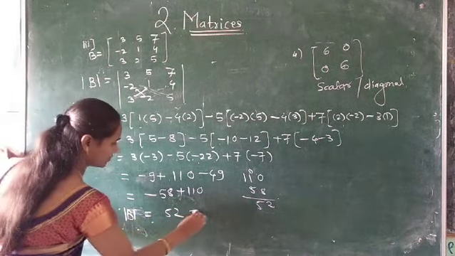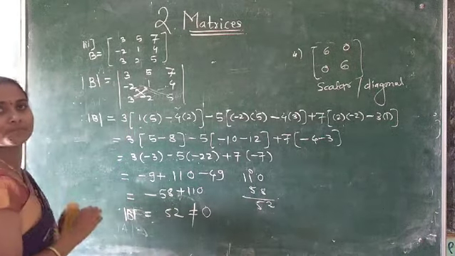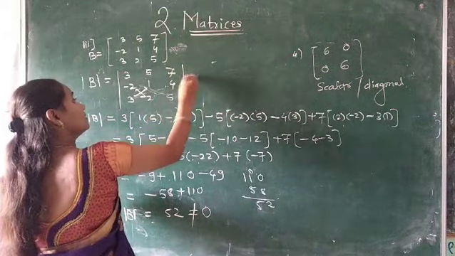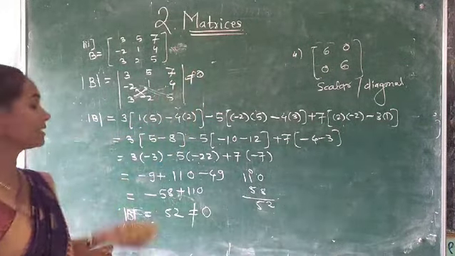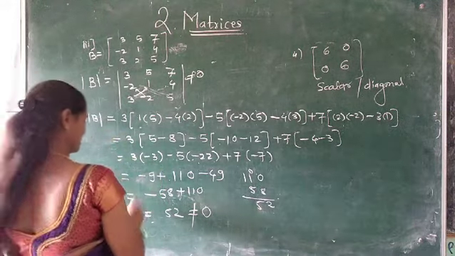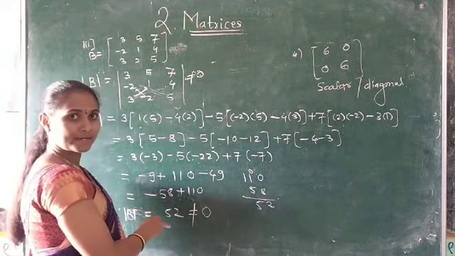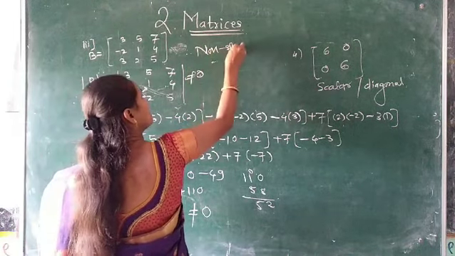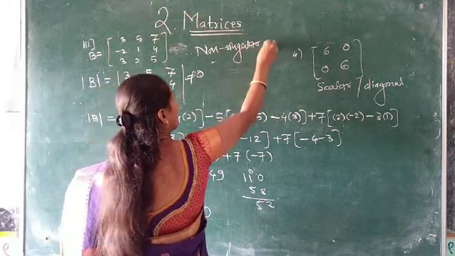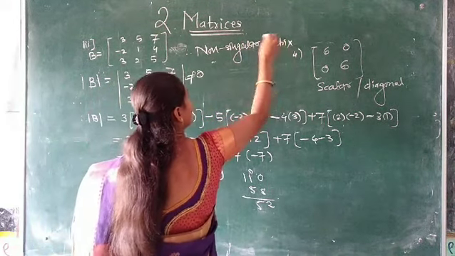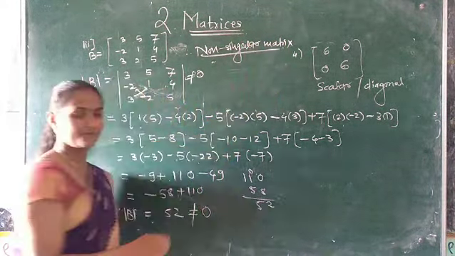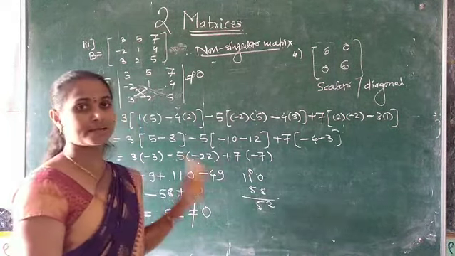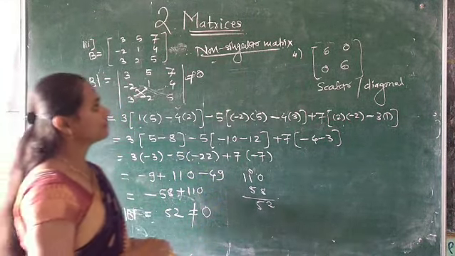Determinant B is equal to 52, which is not equal to 0. The value of this matrix is not equal to 0. Therefore, the matrix is a non-singular matrix. The value of the determinant of this matrix is non-zero. Therefore, it is a non-singular matrix. If determinant is 0, then it is singular. If determinant is non-zero, then the matrix is said to be a non-singular matrix.